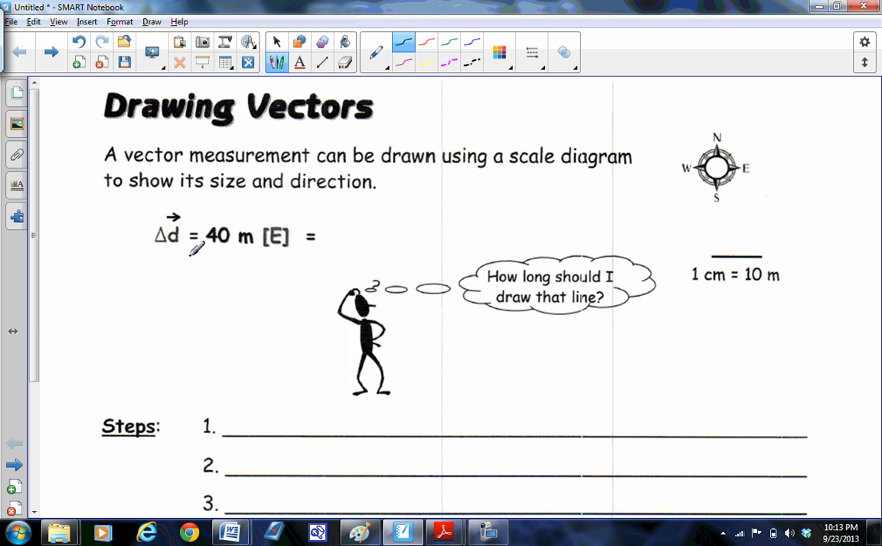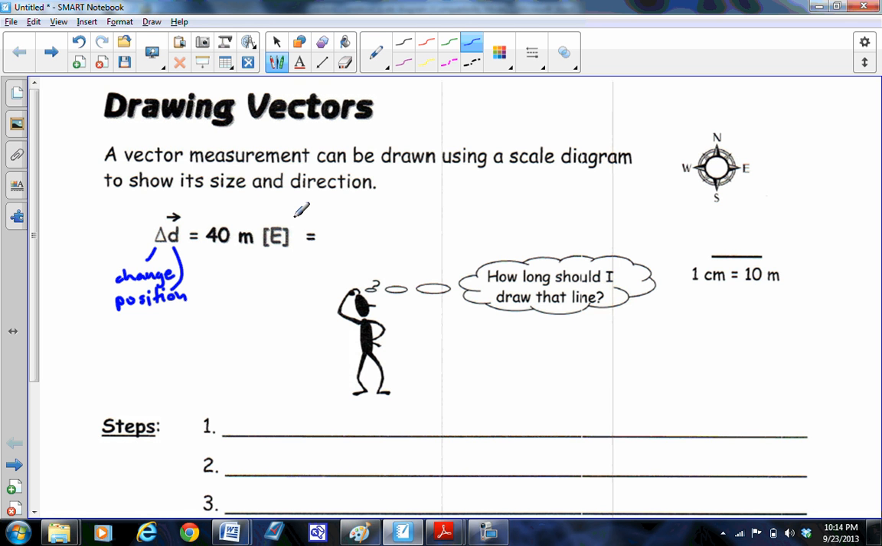So you can see what I have over here is I've got the displacement symbol. Remember, displacement means change in position. So how does my position change? So what happens in this case is my position ended up 40 meters east of where I started. So what I can do is I can draw a little diagram representing this change in position, this motion. It's called a vector diagram.